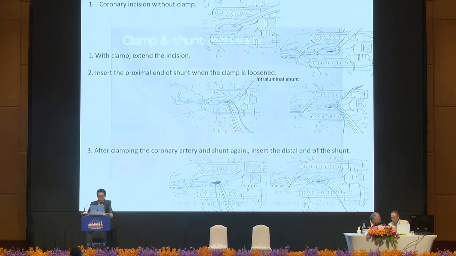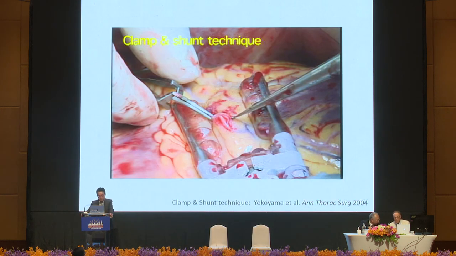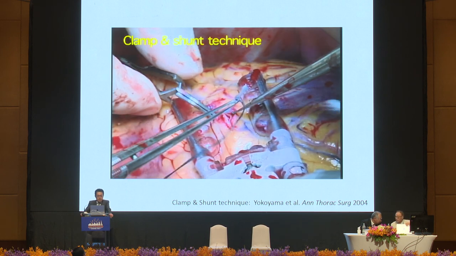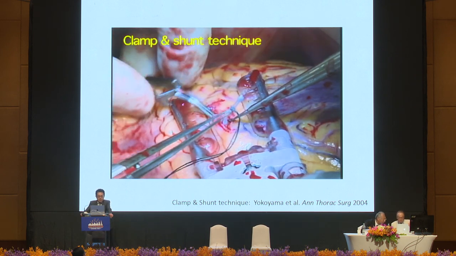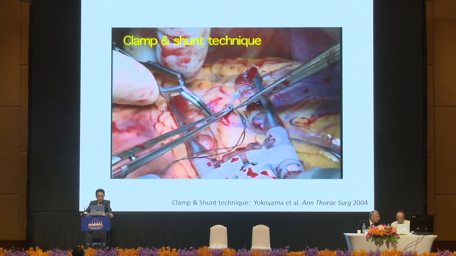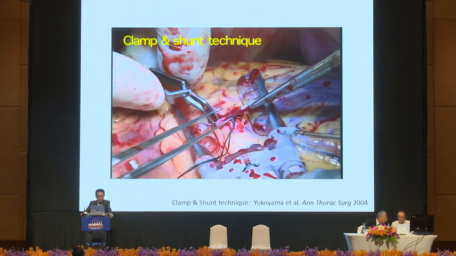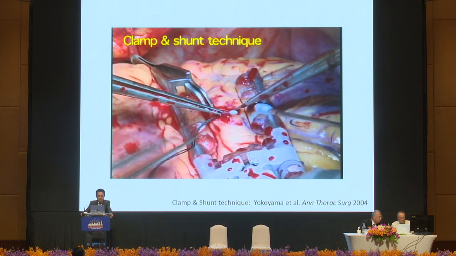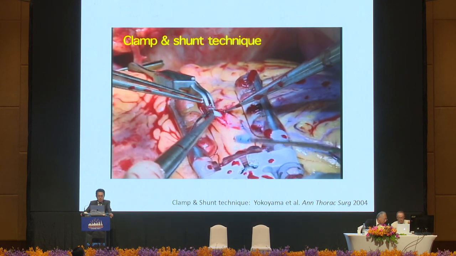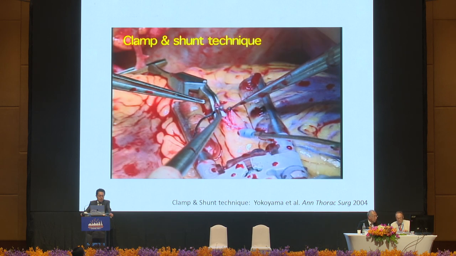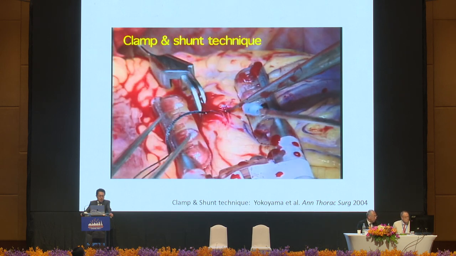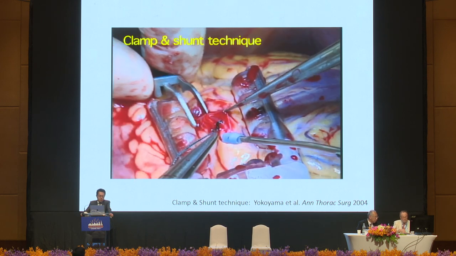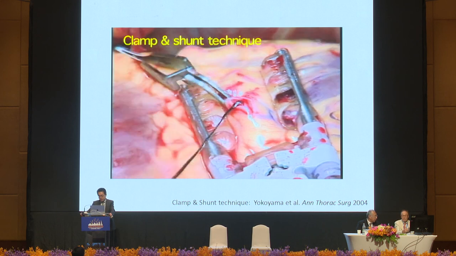So there is a video. The Dietrich clamp is already there, and the proximal end of the shunt is inserted and clamped, so the shunt never slips away. So the surgeon easily puts this arm of the shunt into the coronary artery. It may be within 10 seconds.